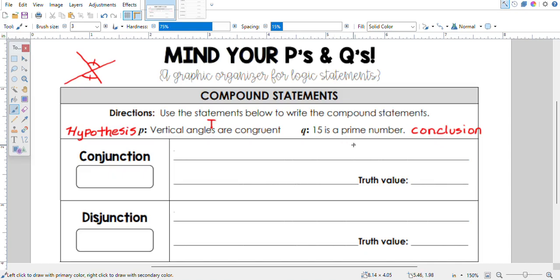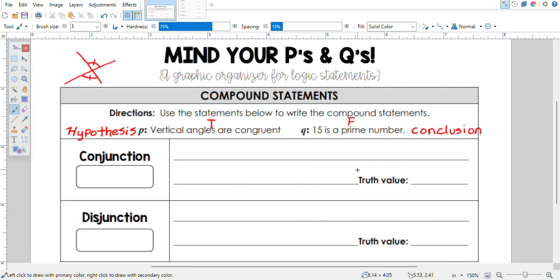15 is a prime number. Remember, to be prime means that only one and that number can go into itself. 15 is an odd number. 1 can go into 15. Sadly, 3 and 5 can also go into 15. So 15 is not a prime number. This is a false conclusion.